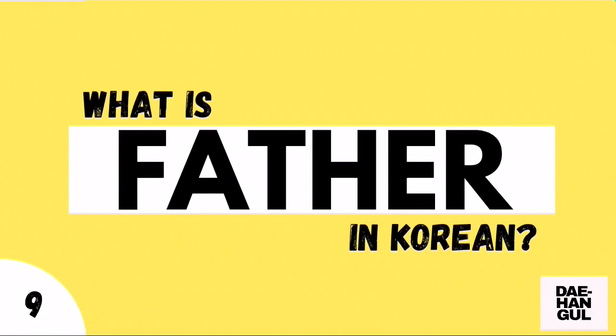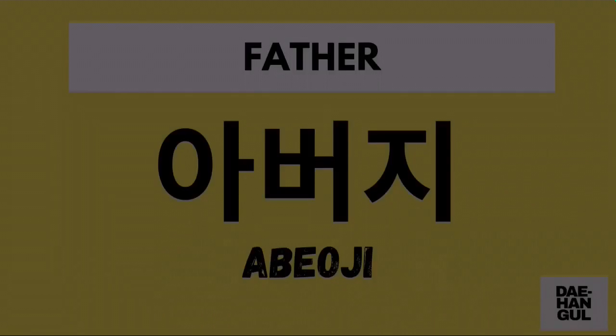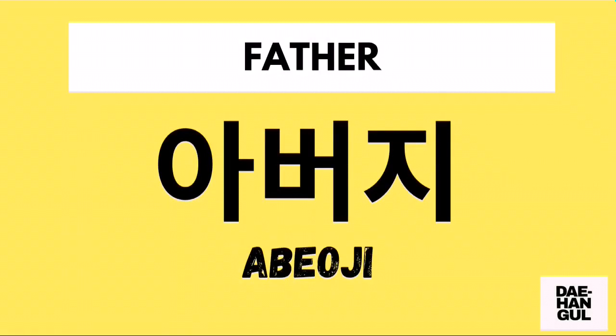What is father in Korean? The Korean term for father is 아버지. Again, it's 아버지. This is pronounced as a three-syllable word. The first syllable is a, the second syllable is bo, and the third syllable is ji. Pronounce it with me. 아버지.